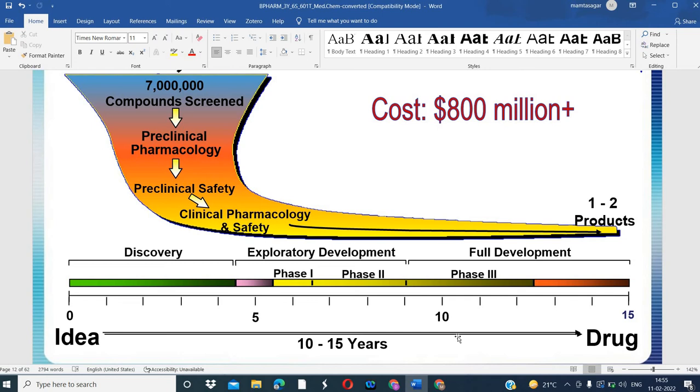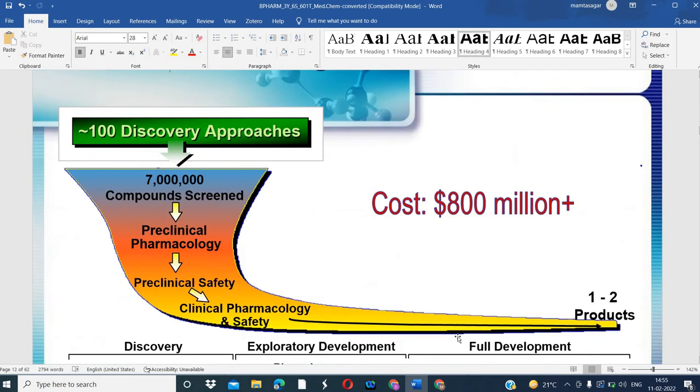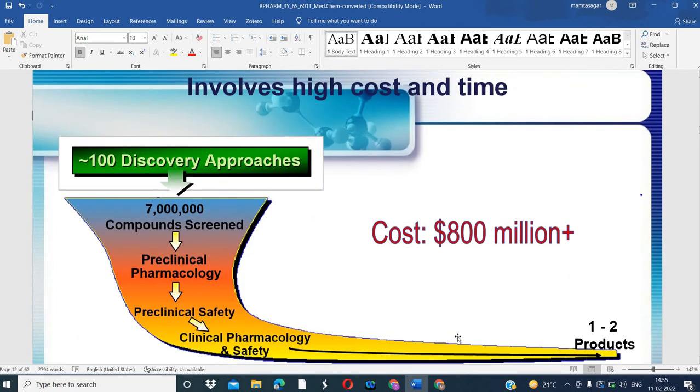So there is a difference between drug and extract. An extract is a mixture, but a drug is an isolated, chemically pure molecule. Potency is high, or efficacy is high. So the different phases of the clinical trials also involve high cost and time.